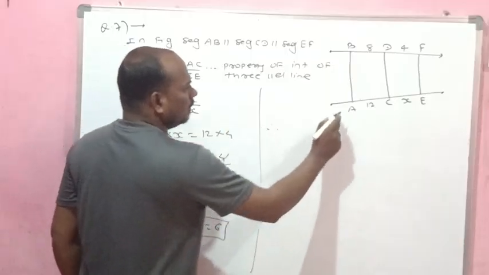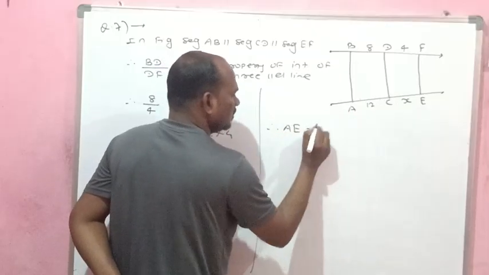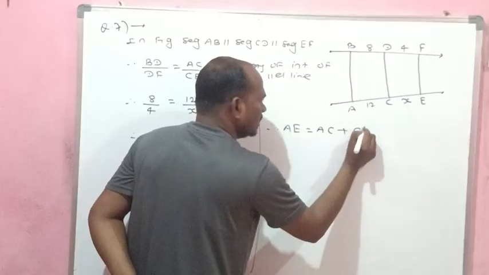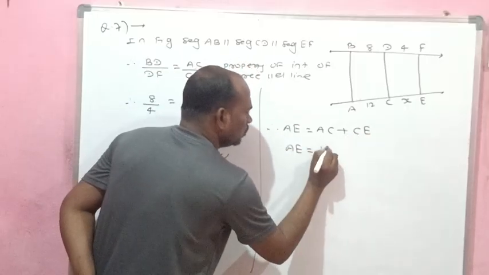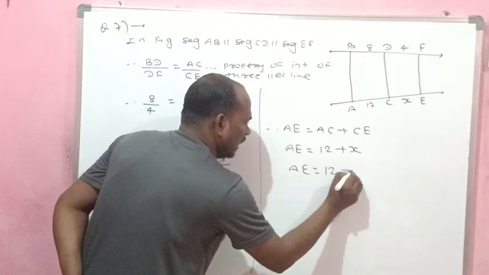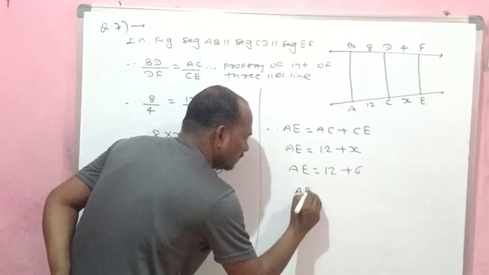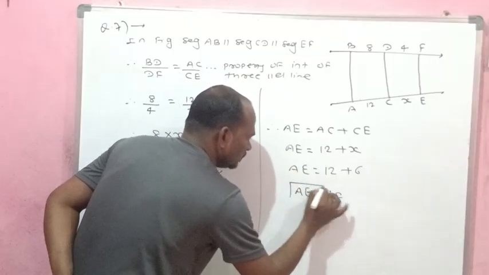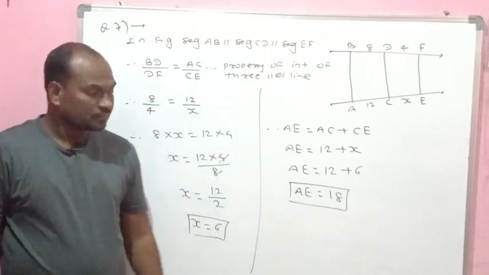And we can take the value of AE. The value of AE is AC plus CE. Now the value of AE is equal to 12 plus X. 12 as it is, value of X is 6, 12 plus 6 is 18. This is question number 7.